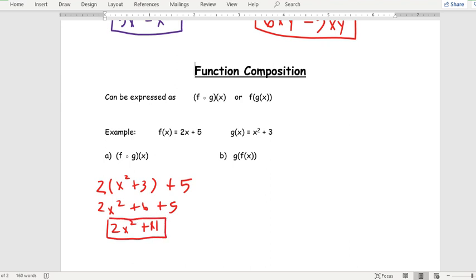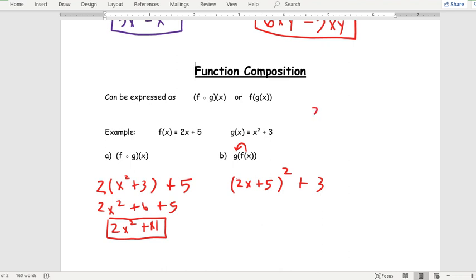Now, this second example, B, is g of f of x. So we're going to take f and plug it into g. So g, x squared plus 3. I'm going to leave a little space there for x. I'm going to square it, and plus 3. So I have to take the f function and put it in there, which would be 2x plus 5. All right, so now we have to work that out, 2x plus 5 squared.